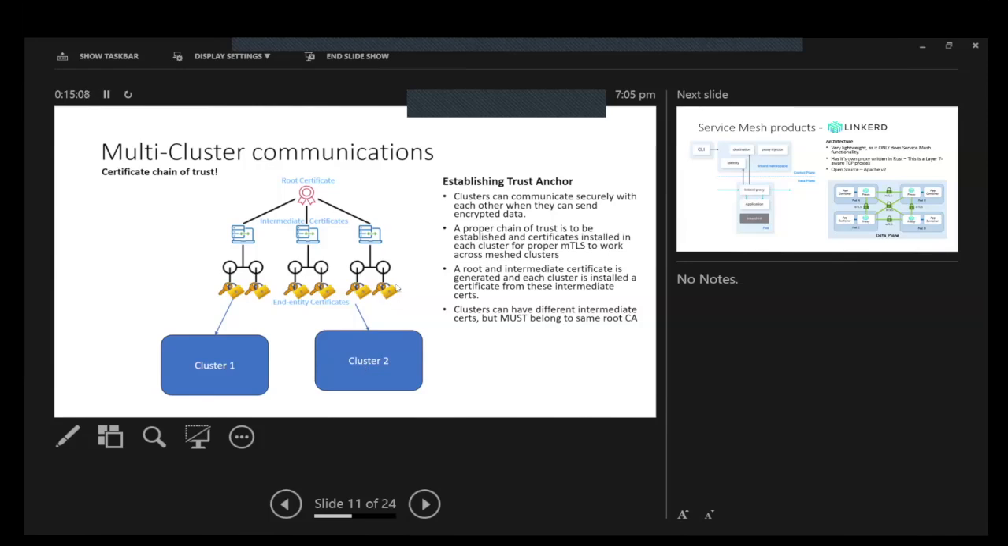This is the basics of multi-cluster communication. You need to have a root certificate distributed out. Now, different vendors do it differently. And I think I'm showing three of them, to see how three different systems do it.